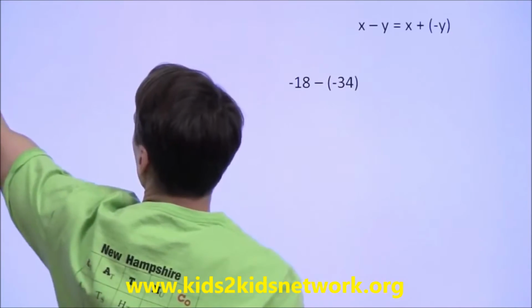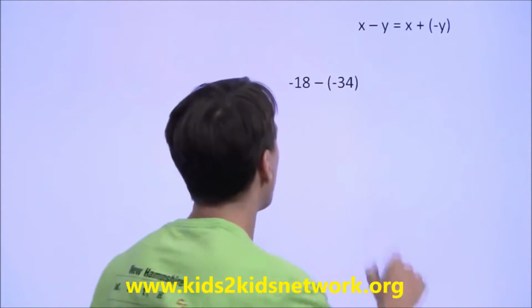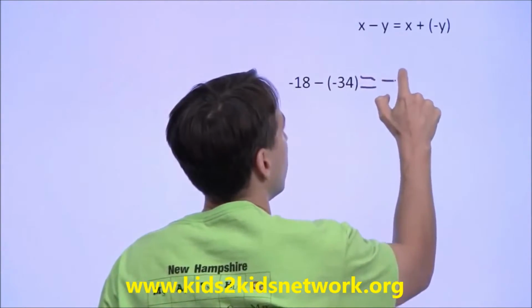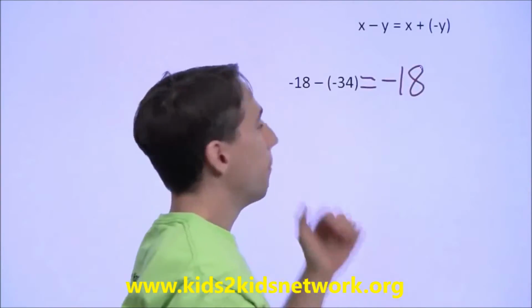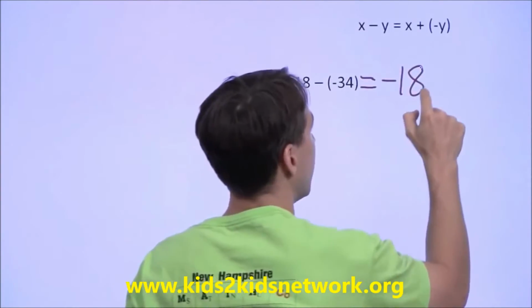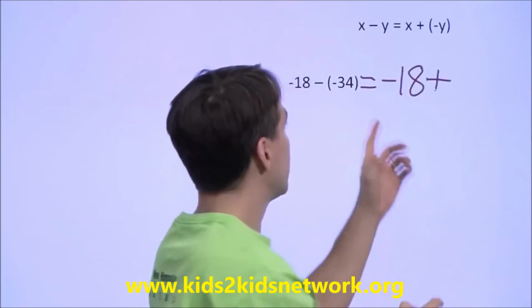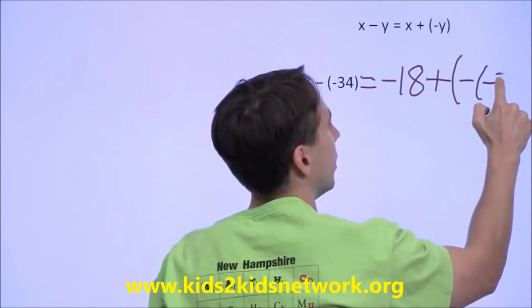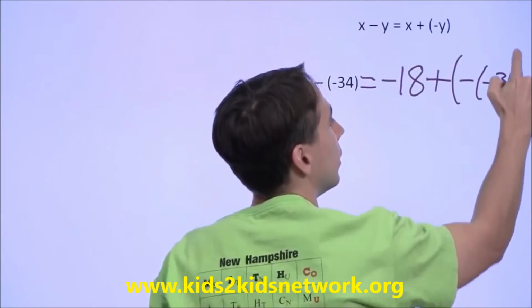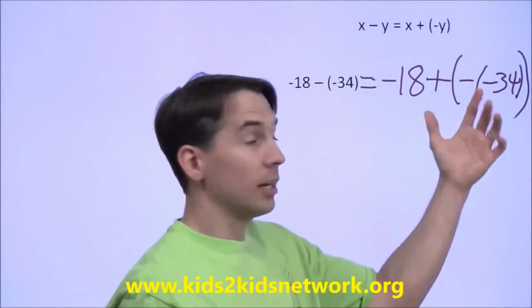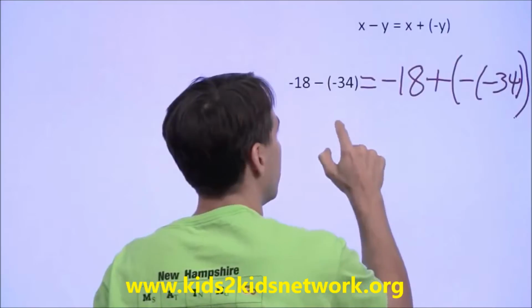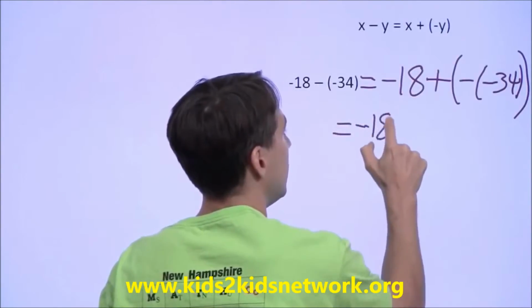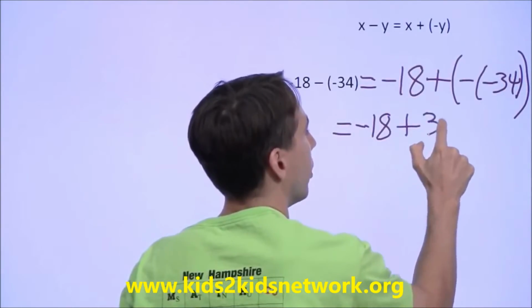Here we go. Once again, we will use our definition of subtraction. Negative 18 minus a negative 34. We still have our negative 18. We turn this into the addition of the negation of negative 34. And of course, once again, negative of negative is a positive. So we have negative 18 plus 34.